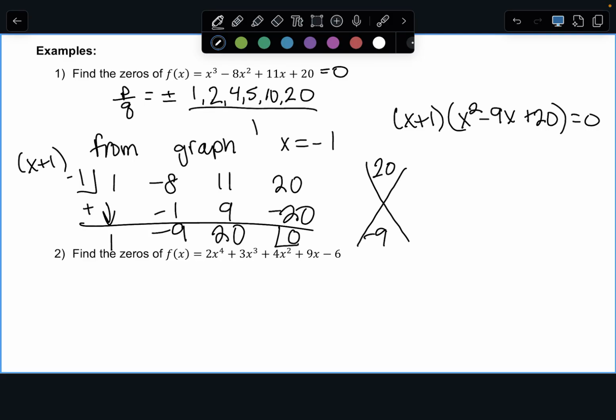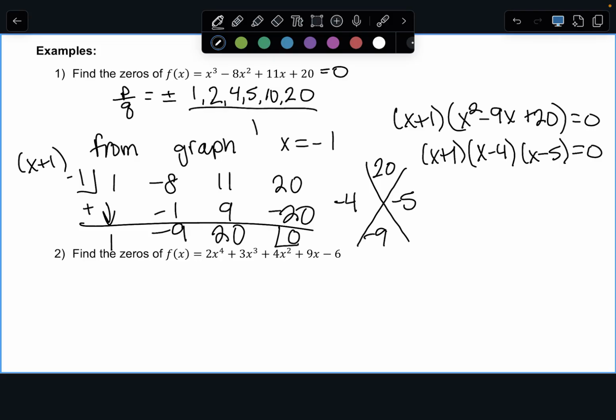Multiply to 20, add to -9, -4, -4, -5. Can I just put those numbers right back in to my parentheses? Yeah. A is 1, and it's an x squared. So my final factored form is x plus 1, x minus 4, x minus 5.